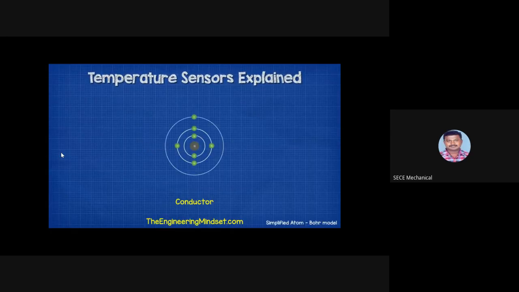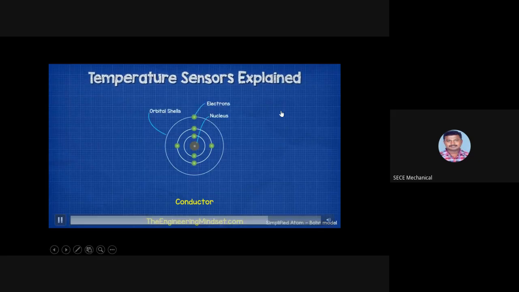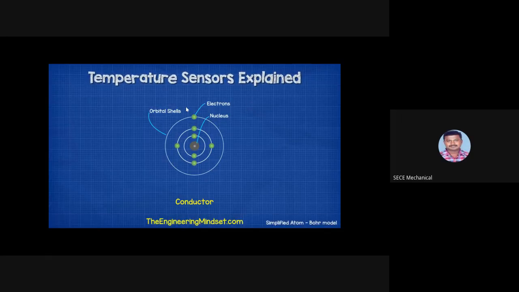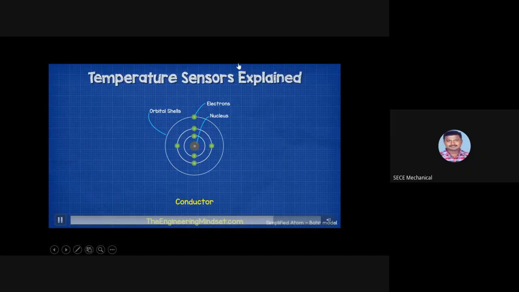If we look at a simplified atom of a metal, we have the nucleus at the center and then a number of electrons all on different orbital shells. A conductor has 1 to 3 electrons in its outermost or valence shell. Each shell holds a maximum number of electrons, and an electron has to have a certain amount of energy to be accepted into each shell. The electrons farthest away from the nucleus have the most energy.